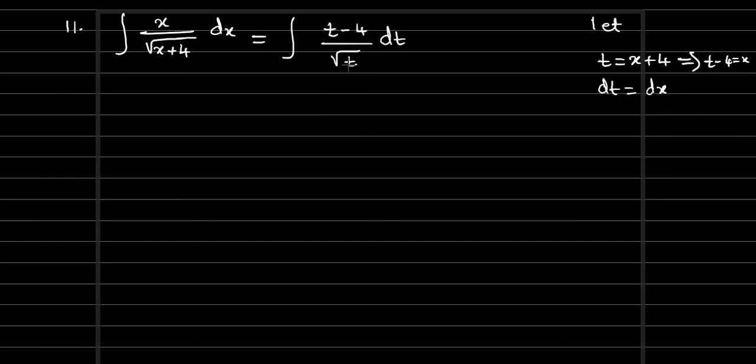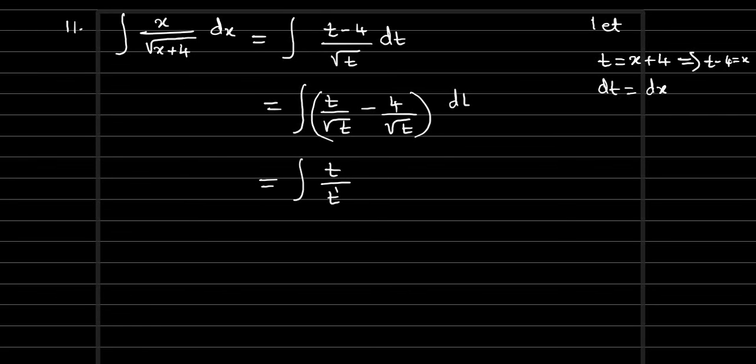Now this denominator root t is common for both the parts in the numerator. So I'm going to split and write now. So t by square root t minus 4 by square root t dt. This one basically, square root means what? Power 1 by 2, right? Power 1 by 2. Integral t by t power 1 by 2 minus 4 by t power 1 by 2 dt.